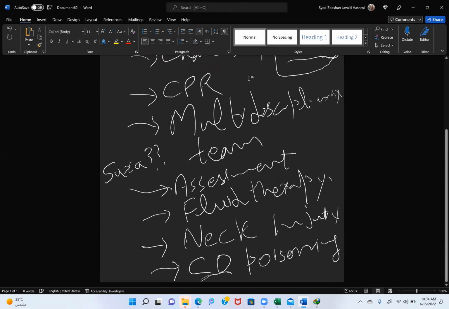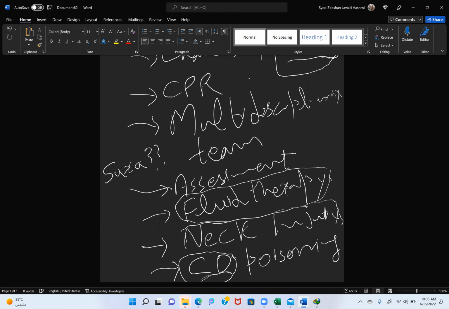This is number one. Number two, you will be thinking about carbon monoxide poisoning. In assessment, airway, breathing, circulation, and any injury, maybe the patient became unconscious and fell. That is why I have written neck injury. And then another big option will be fluid therapy. In assessment, you will have to get a few answers. What will be those answers?